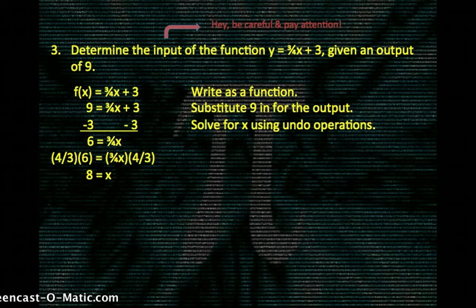So when you do that, then you're going to simplify the right-hand side, and you want to solve using undo operations. So the first thing you're going to do is subtract 3 from both sides, and you end up with 6 equals 3/4 x. Then you multiply by the reciprocal of both sides, and you're going to find that x is equal to 8.